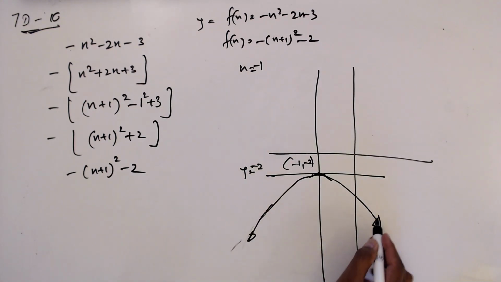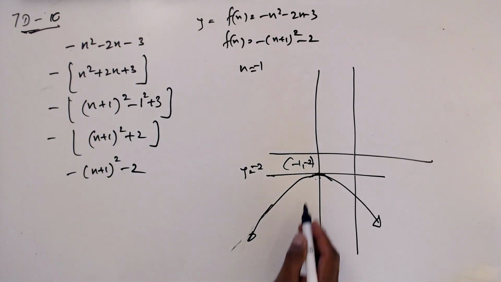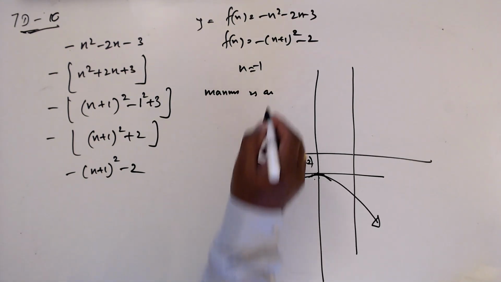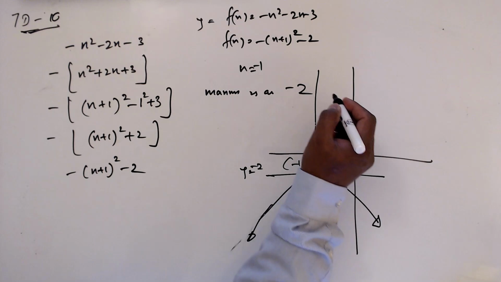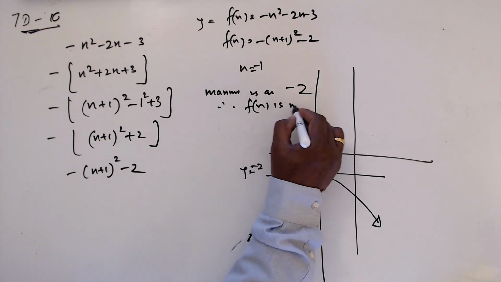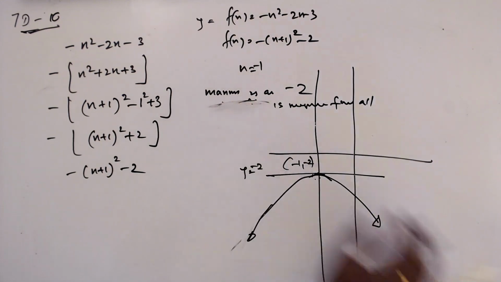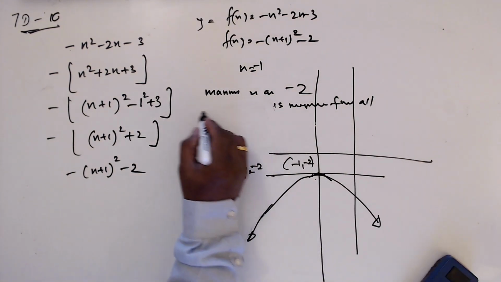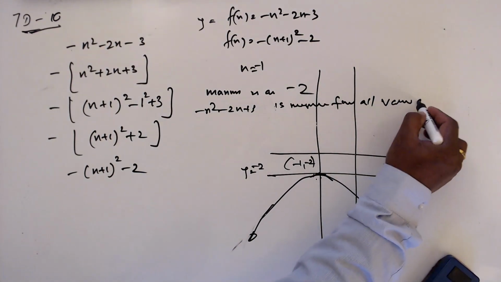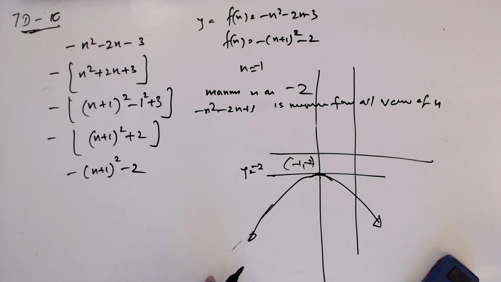So the graph is going like this. Hence the maximum is at minus 2. Hence f(n) is negative for all n. We introduced f(n) ourselves, so we can't just write f(n). Minus n squared minus 2n plus 3 is negative for all values of n. Whatever the n value, the graph moves like this.